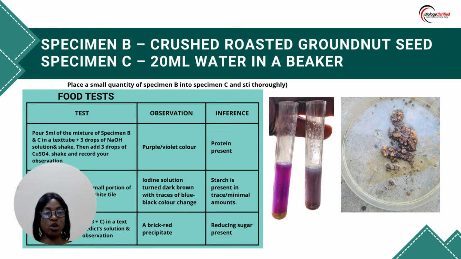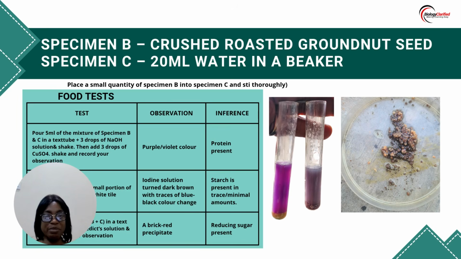And anytime there is a color change in any food item when sodium hydroxide and copper 2 sulfate are added, it means that protein is present. If there is no color change, protein is absent. And if you are asked for the name of this particular experiment, it is known as the Biuret test for protein.